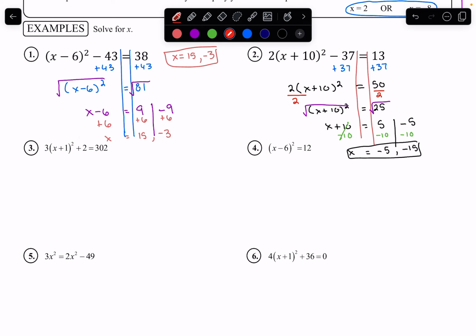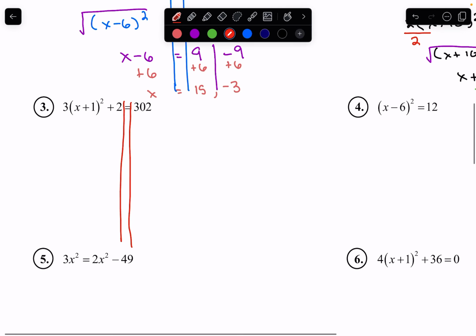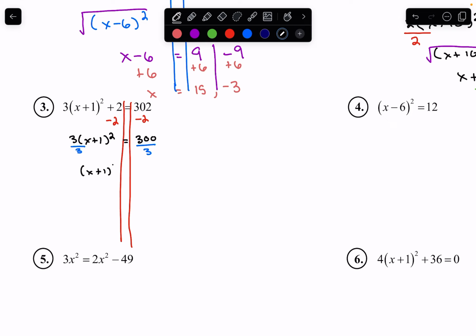So I'm going to work my way backwards. The first thing that I'm going to do, I'm going to zoom in a little bit right here for you. So the first thing I'm going to do is minus 2 minus 2. And that's going to give me 3 times x plus 1 squared on the left. And on the right, I'm left with 300. Now I've got to get rid of this 3. So I divide by 3, I divide by 3, and I end up with x plus 1 squared equals 100.